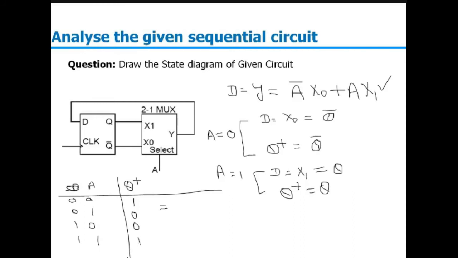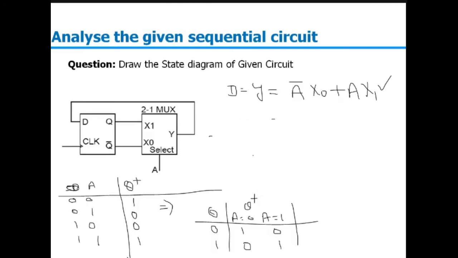We can reduce it further. So in that case, we will be having Q, the present state, and we will be having only two values, 0 and 1, since we have only one flip-flop. Next will be Q plus. In the Q plus, I will be having two inputs because A is there, so A will be 0 and A will be 1. So when A is 0, Q is 0, so it will be 1, this will be 0, this will be 0, this will be 1.